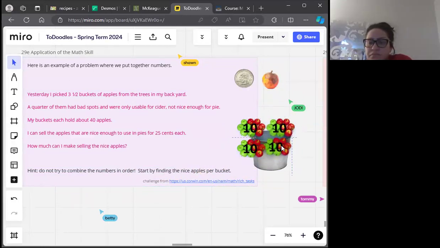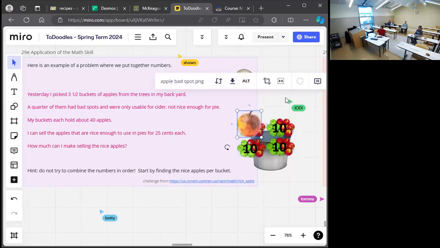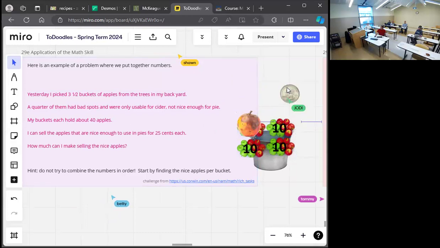10, right? Each of these piles of 10 is one of the quarters. So just one of those piles is all the bad apples. So each bucket has 30 good apples in it. How about money? How much money is a bucket of good apples worth now? 30 good apples, 25 cents. Now, if you have 30 quarters, how much money do you have?